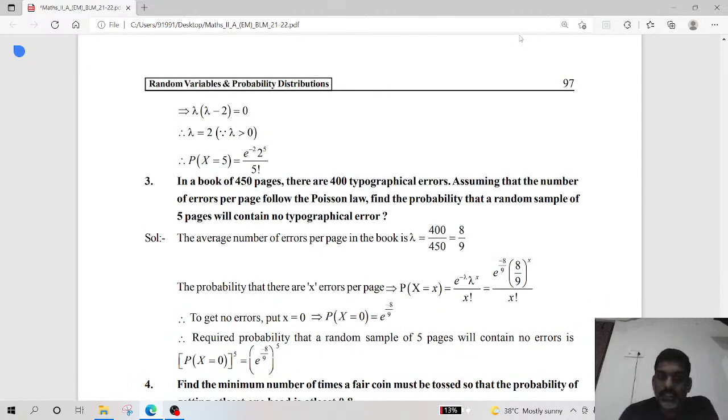And the probability that there are x errors per page, by the Poisson formula, is e power minus lambda into lambda power x by x factorial. To get no errors, x equals 0, so that is e power minus 8 by 9. Required probability that the random sample of 5 pages will contain no errors: if 5 pages do not have any error, then P of x equals 0 whole to the power of 5.